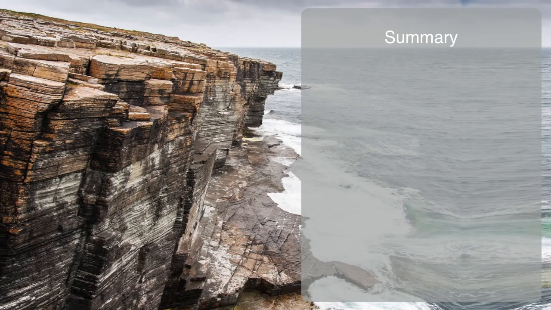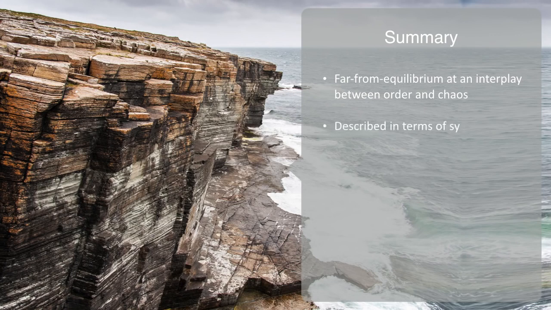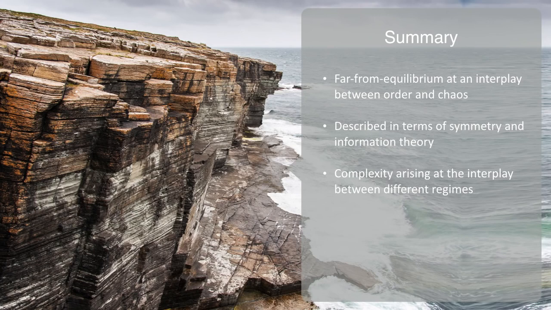In summary, we have been talking about the process of self-organization taking place far from equilibrium at an interplay between order and chaos, a theory that may have a lot of conceptual substance to it, but remains a long way from having a proper formalization. We talked about how order and randomness can be described in terms of symmetry and information theory. We looked at complexity as phenomena that arise at the interplay between different entities or regimes. Finally, we discussed the term edge of chaos and the role it is thought to play in the process of self-organization.